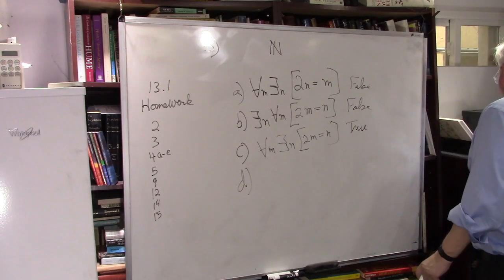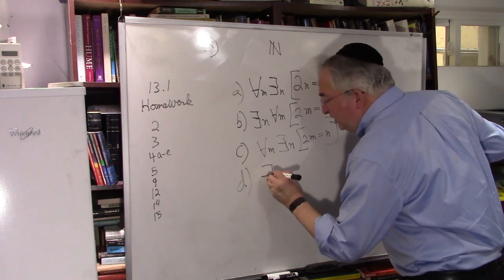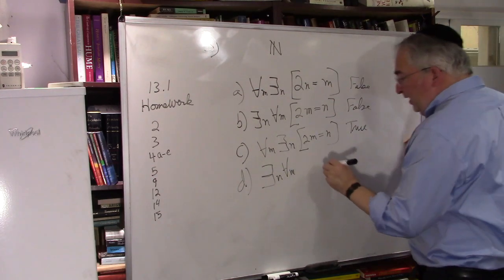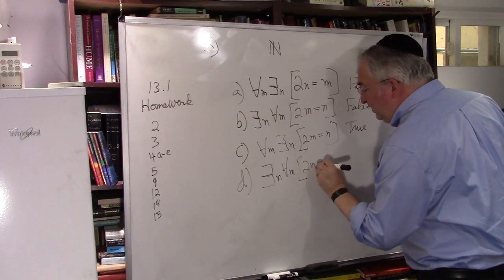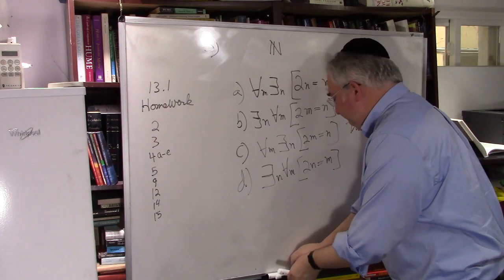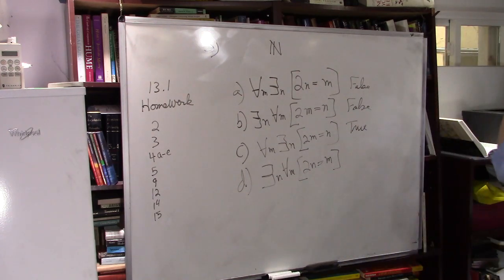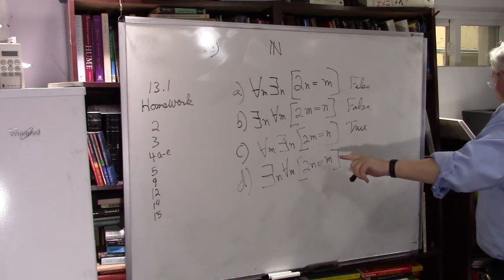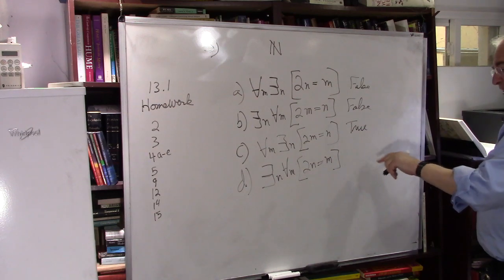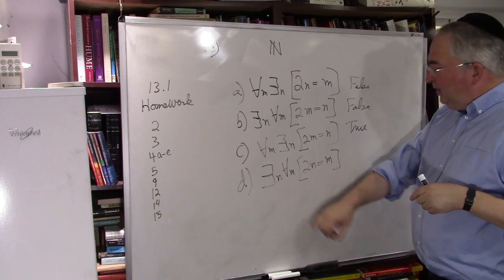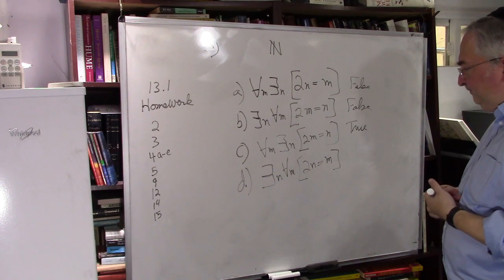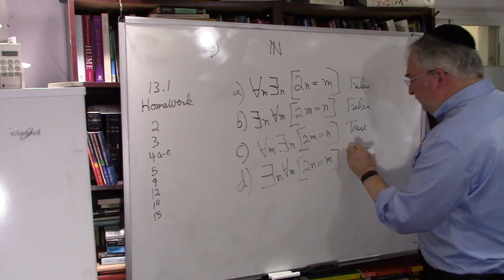There exists an n such that for all m, 2 times n is equal to m. Okay, is this true? Let's see what it says. Let's just make sure we wrote it right. This is D. There exists an n such that for all m, 2 times n is equal to m. Is there some number such that for every m, is that... no, this is false. This is false.